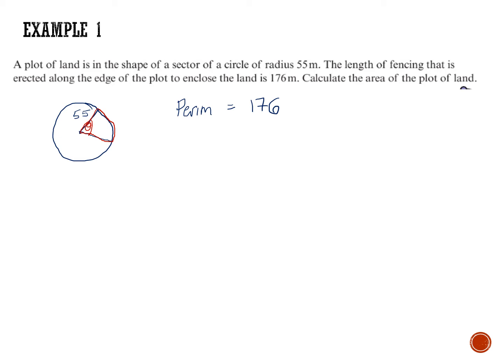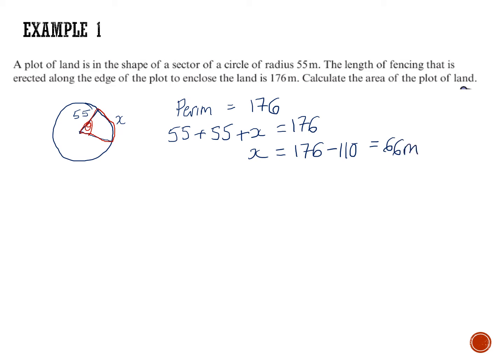Now, we know what the radius is, we don't know what the arc length is. So if we call the arc length x, then the perimeter is 55 plus another 55 plus my arc length x, and that equals 176. So that tells me that the length of x must be 176 minus 110, which is 66 meters.